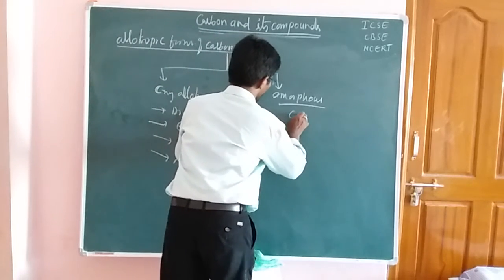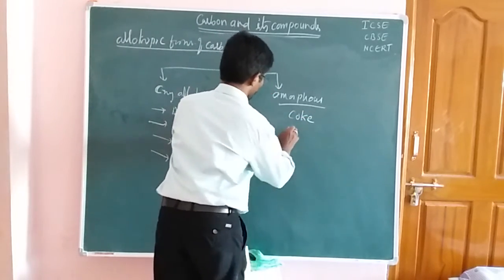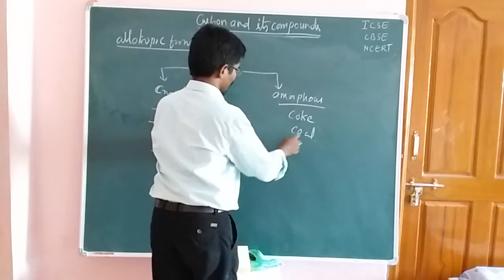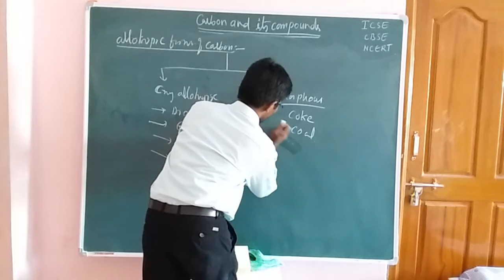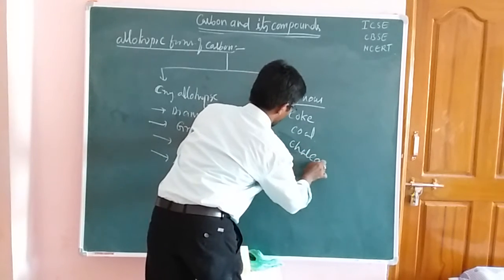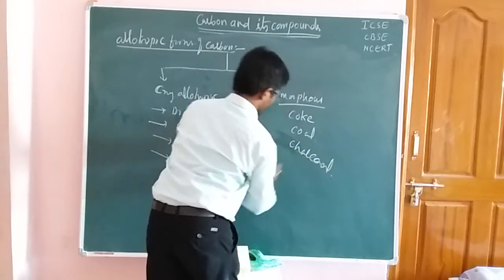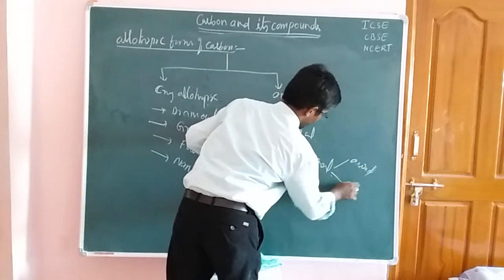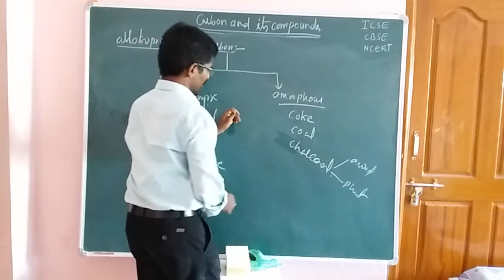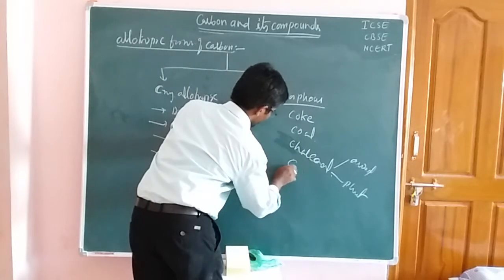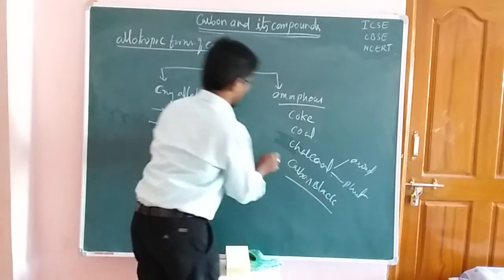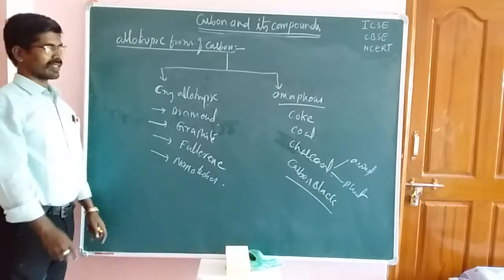Now in the amorphous forms, the first allotropic form is coke, and the next one is coal. Okay, students. And here charcoal. Now we have animal charcoal and plant charcoal. Okay, students. And the next one is carbon black. So these are the allotropic forms of the carbon element.